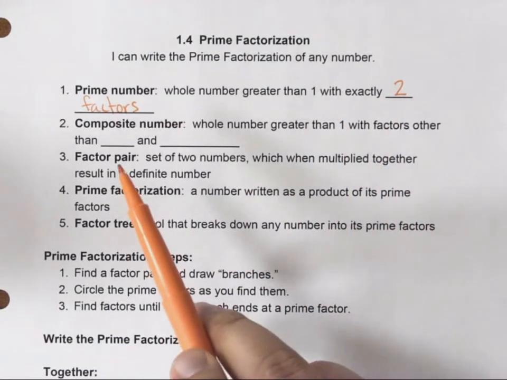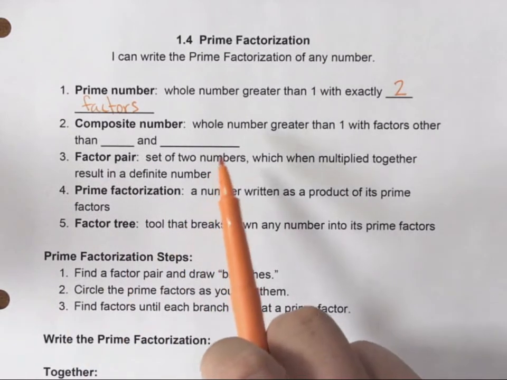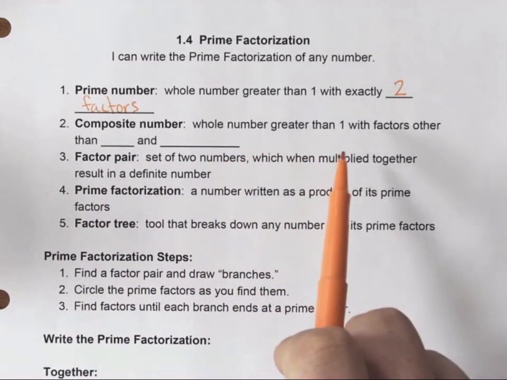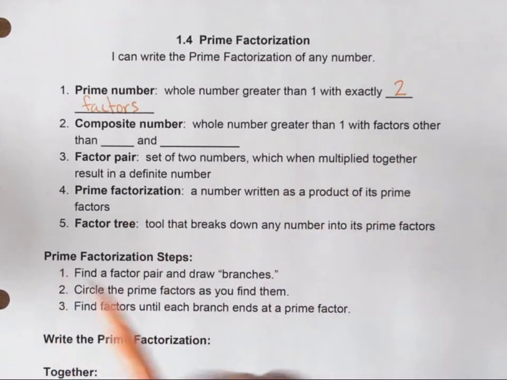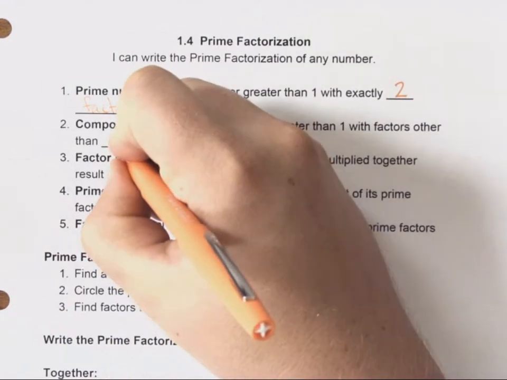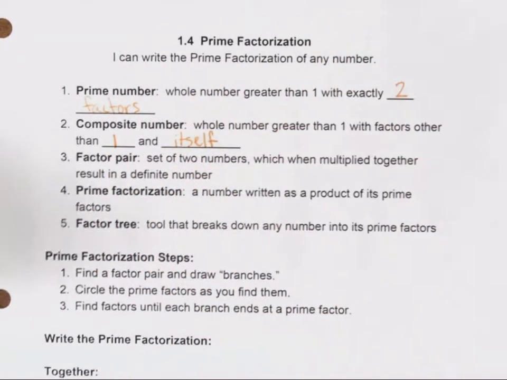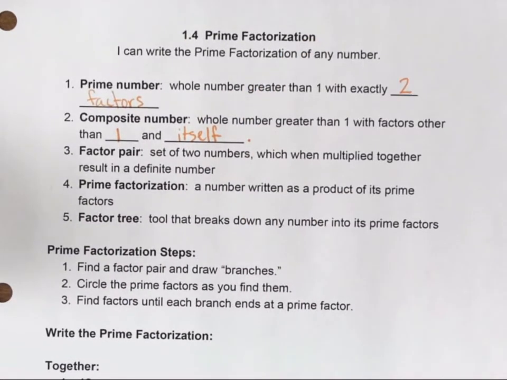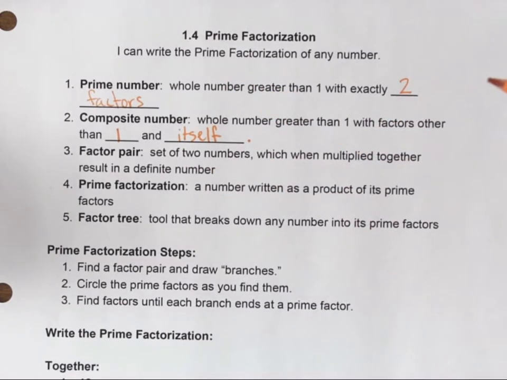Okay, let's talk about number 2, composite numbers. A composite number is a whole number greater than 1 with factors other than 1 and itself. We have talked about that before as well. A composite number has more than 2 factors, or in other words, it has other factors other than 1 and itself.